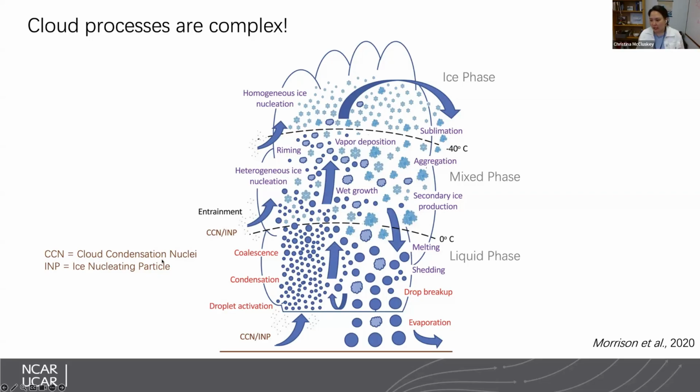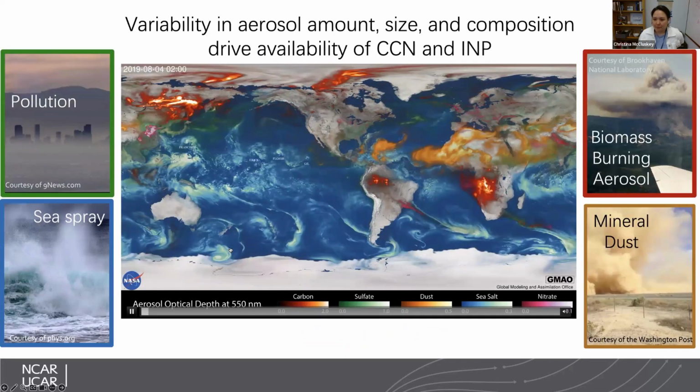The cloud condensation nuclei, CCN. These are particles that allow for cloud droplets to activate and form, and then determine a lot of these processes we see here. And then ice nucleating particles, INP, which is a whole other area of research thinking about how particles in the atmosphere have unique sites on their surface that allow for ice formation in this mixed phase regime. So that's between 0 and -40 degrees Celsius. So those are the types of particles we're thinking about.